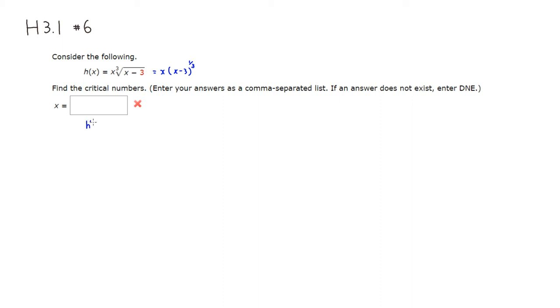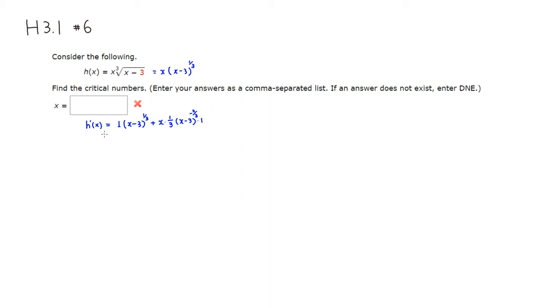So h prime of x is equal to the derivative of the first, which is 1, times the second, so you have x minus 3 to the 1/3 power, plus x times the derivative of that. So it's going to be 1/3 in front, keep the same quantity x minus 3, and subtract 1 from the power, so it's negative 2/3. Multiply by the derivative inside, which is 1, so it doesn't do anything.